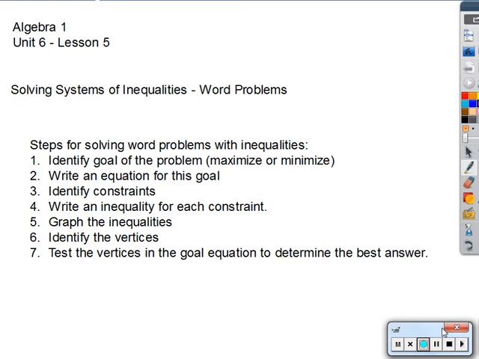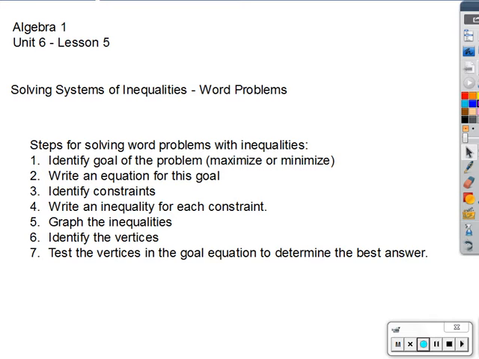First, we're going to identify the goal of the problem. Typically, these problems are meant to maximize or minimize a particular value. We're going to write an equation for that goal. Okay, we're going to identify the constraints. A constraint would be anything that's preventing us from just making an infinite number of whatever the terms are and so forth. We're going to write an inequality for each of those constraints. We're going to graph those inequalities, identify the vertices of that shaded region, and test those to determine the final answer.